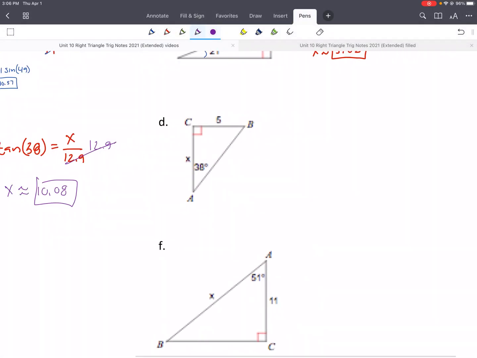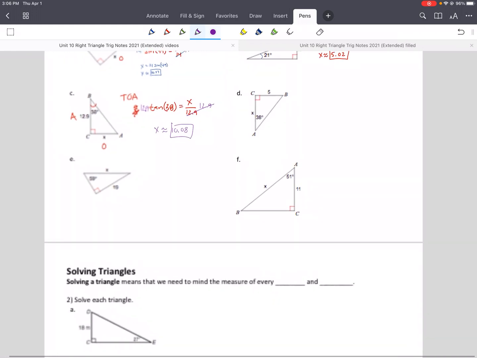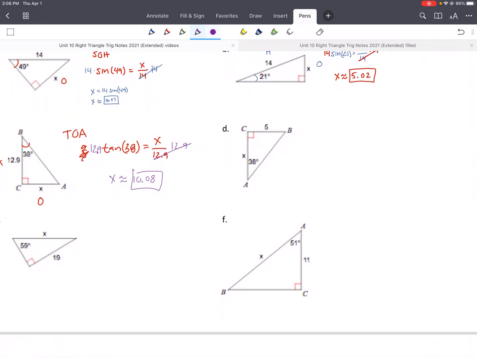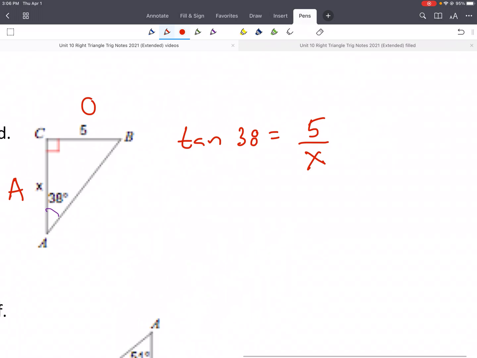Okay, we're going to go through these ones a little quicker, so we have time to talk about solving triangles. So here we have our reference angle. We have opposite and adjacent. So again, we're going to do tangent. So tangent of 38 is equal to opposite over adjacent. Okay, so looking at this, it's a little different.